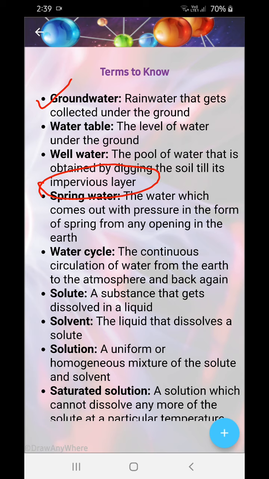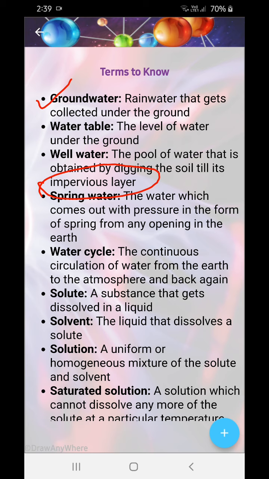Okay. Next we have the water cycle, the continuous circulation of water from the earth back to the atmosphere and back again. Okay. So this continuous cycle is known as water cycle. You have heard this term in your junior classes, but today also I will just show you once more.